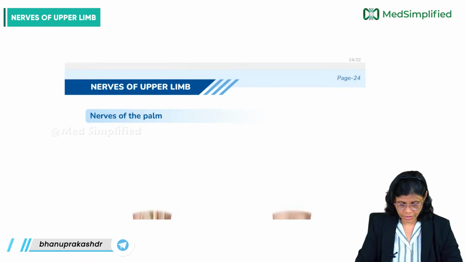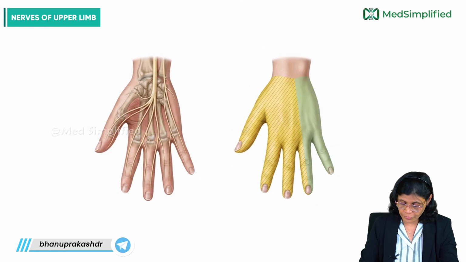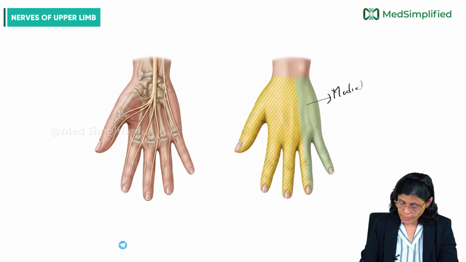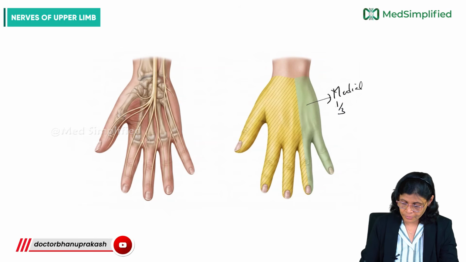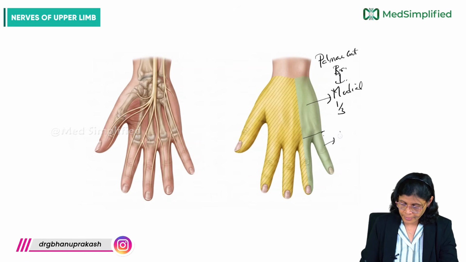So we will move on to the sensory distribution. That was the motor. Sensory distribution: it supplies the medial part of the palm, which is supplied by the palmar cutaneous branch, and the 1.5 digit is supplied by its superficial branch.